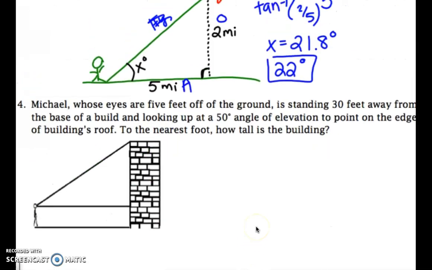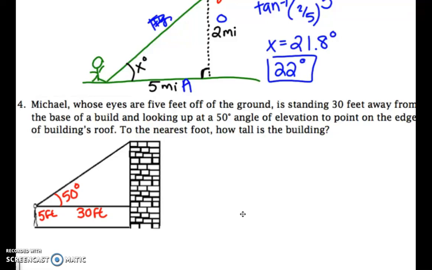So you've got Michael, whose eyes are 5 feet off the ground. Now this is important. If they tell you how tall it is from the foot to someone's eyes, your right triangle is not going to be flat on the ground. Okay, so we're going to have to do a little bit more math on this one. So his eyes are 5 feet off the ground and he is standing 30 feet away from a building. So this horizontal distance is 30 feet from a building, and he's looking up at a 50-degree angle. How tall is the building?